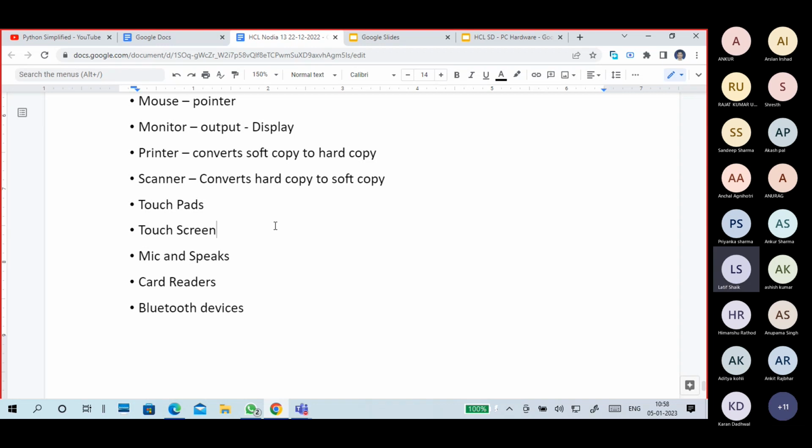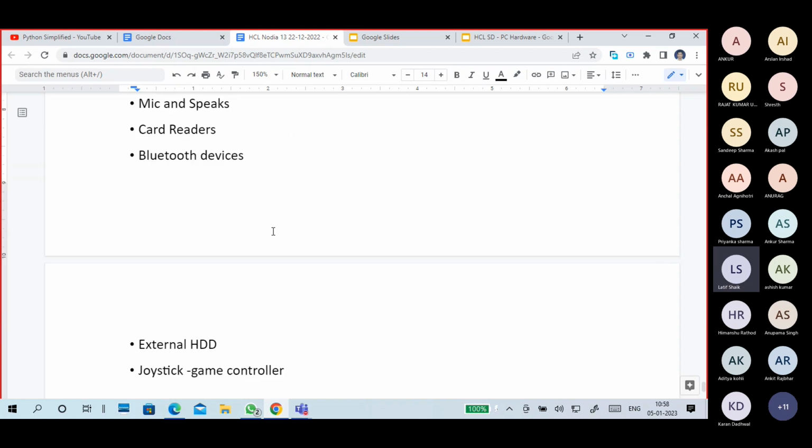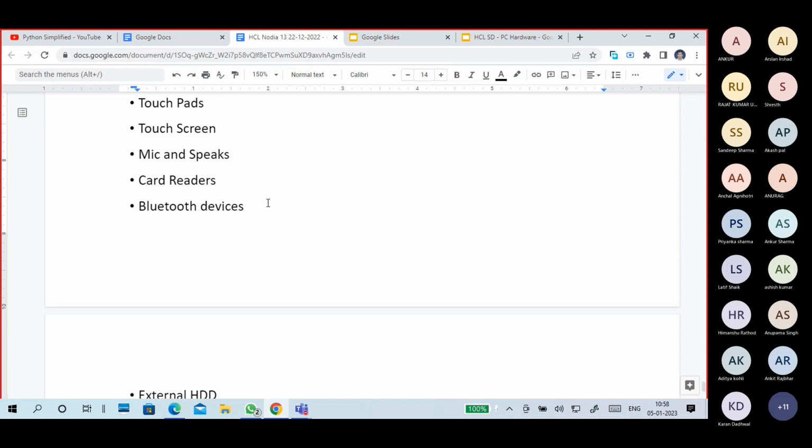Card readers, Bluetooth devices. These are other components. Memory card readers are there. Bluetooth devices: nowadays you can connect different Bluetooth devices, right? Like your headphones, kind of stuff.